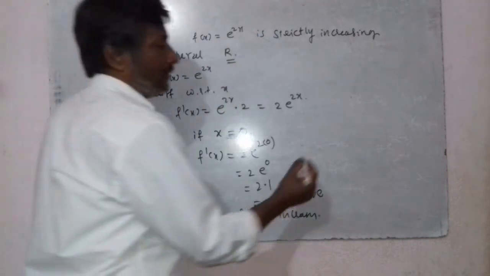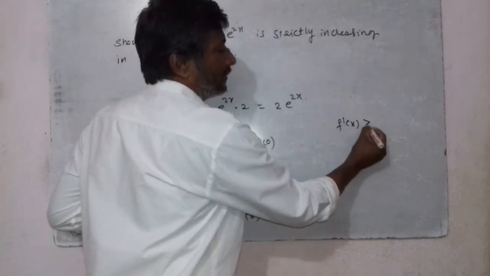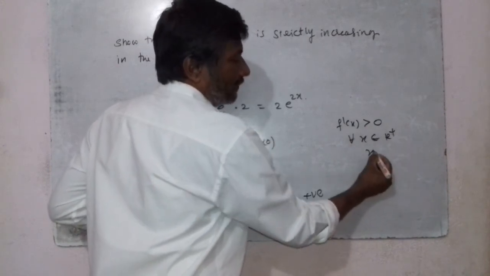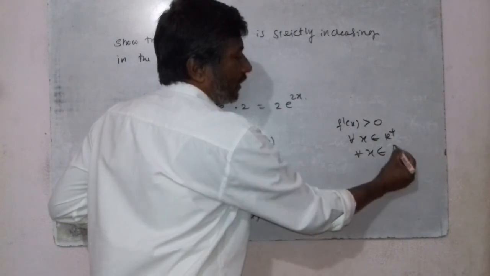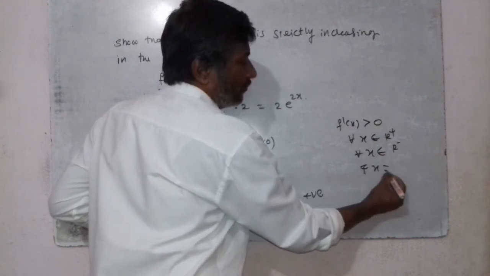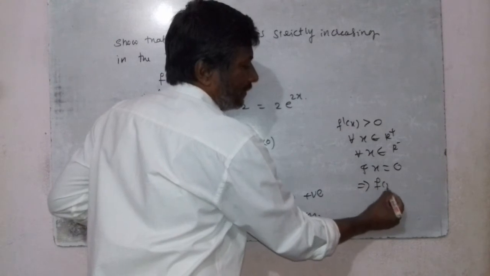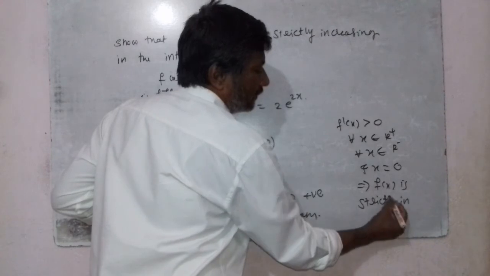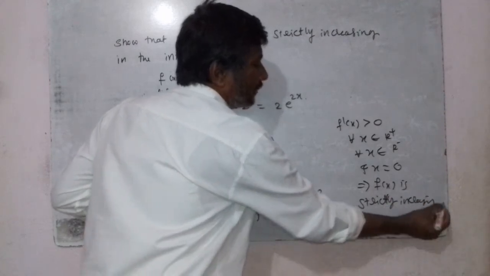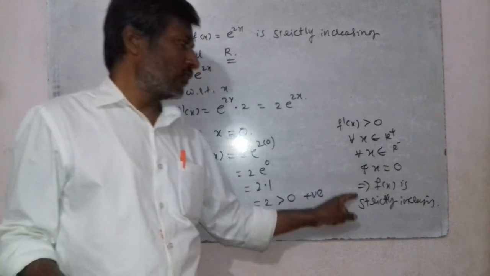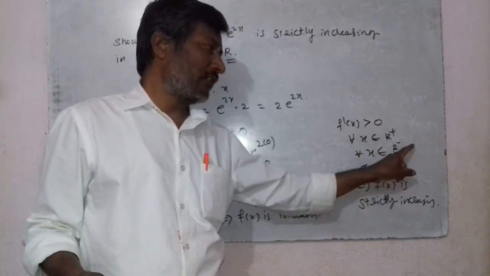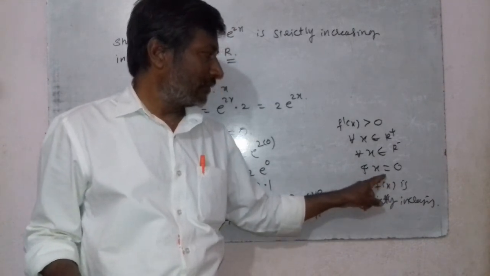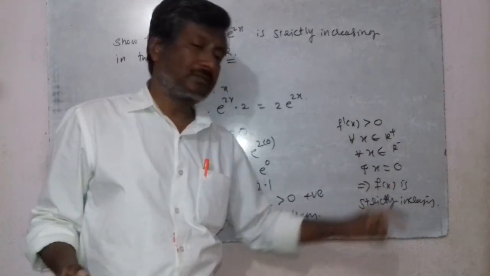So therefore f dash x is greater than 0 for all x belongs to R plus, for all x belongs to R minus, and x equal to 0. This implies f x is strictly increasing. So note this one: for R plus, for R minus and x equal to 0, f dash x is all greater than 0, so f x is strictly increasing.